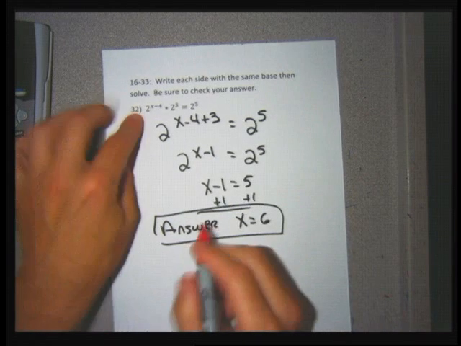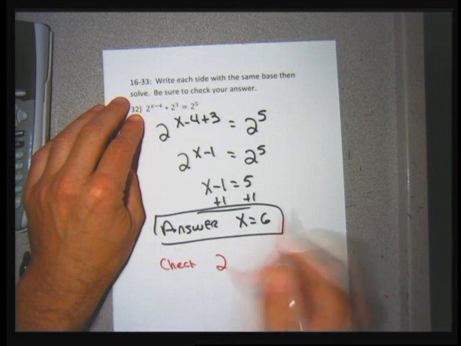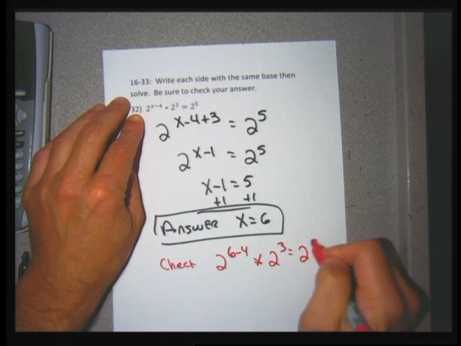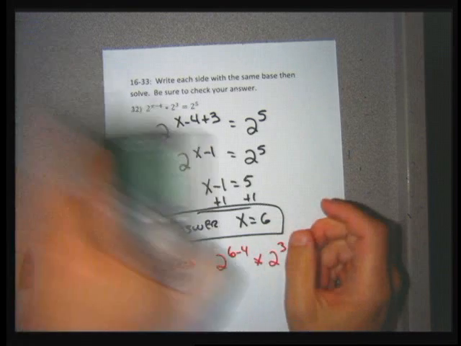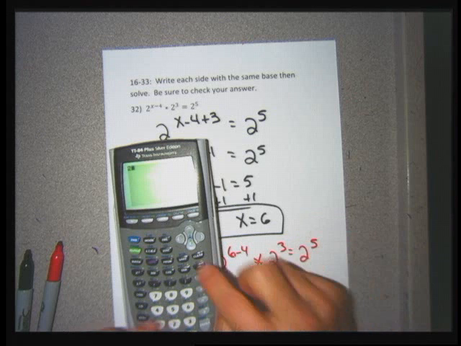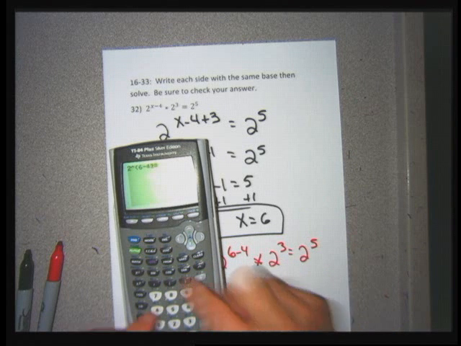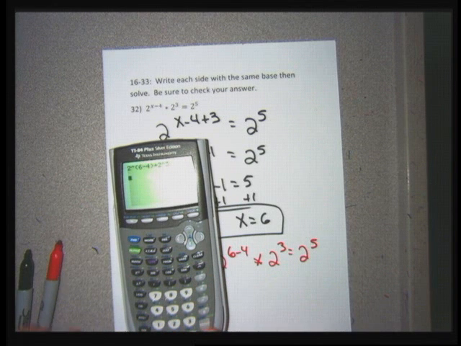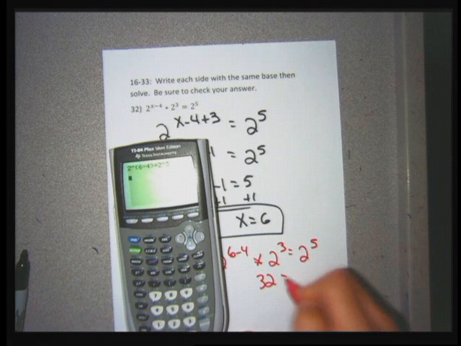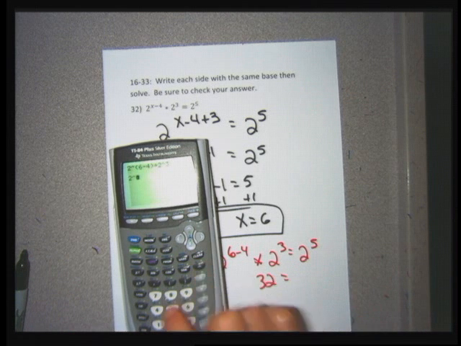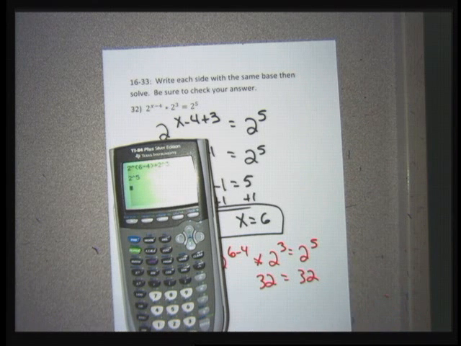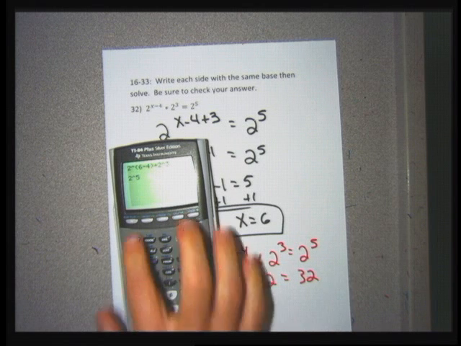Go to check, go to the original problem: 2 to the 6 minus 4 times 2 cubed equals 2 to the 5th. I'll do the left-hand side mindlessly on my calculator. So we go 2 up arrow parentheses 6 minus 4 times 2 up arrow 3. The left-hand side simplifies to 32. The right-hand side, I go 2 up arrow 5. It equals 32, because when I plug in the answer I got via my algebra and simplify both sides, they simplify to the same number, so my answer is correct.